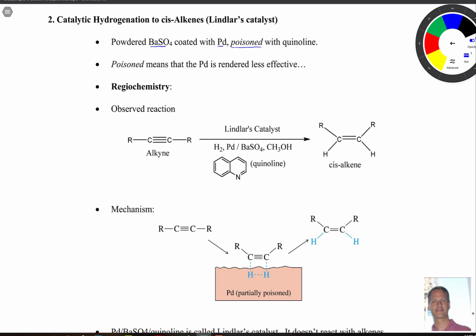The way that we typically write that down below, when you look at the overall reaction, you see H2, palladium, barium sulfate, solvent here, methanol, quinoline down here below. That's a lot to remember. I usually just tell my students, hey, if we can just remember that's Lindlar's, we're good to go.